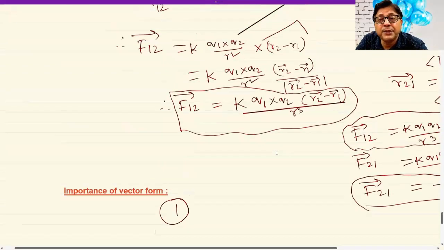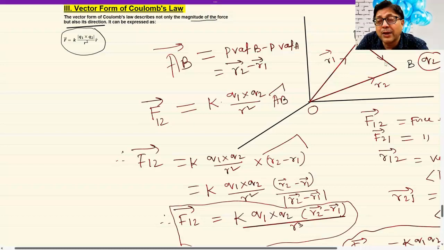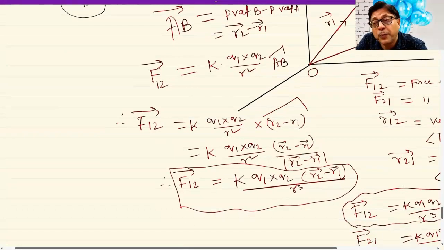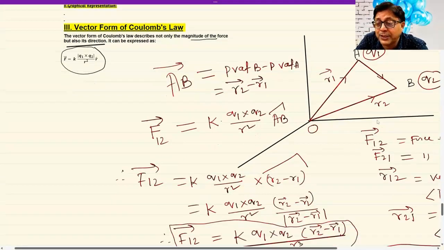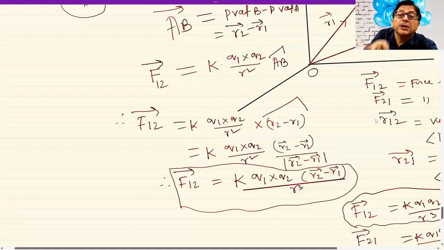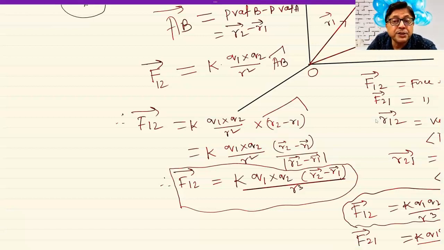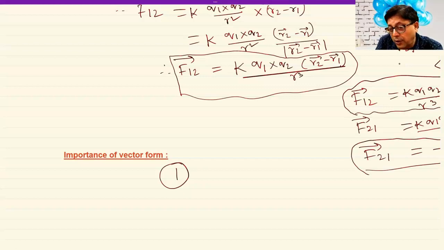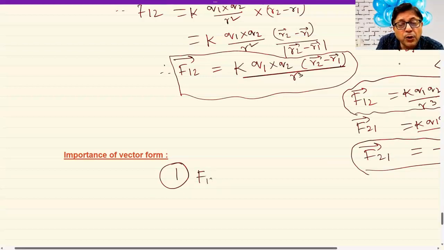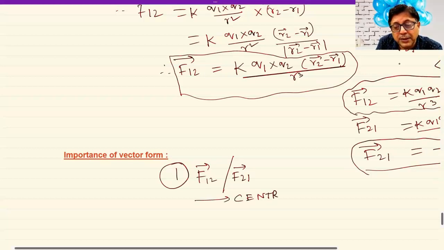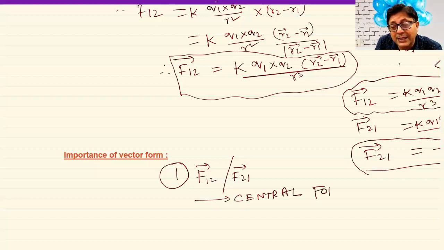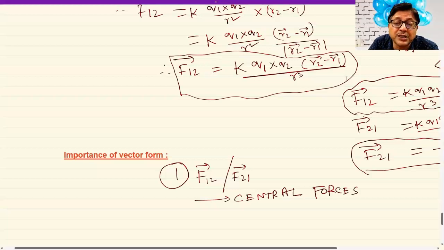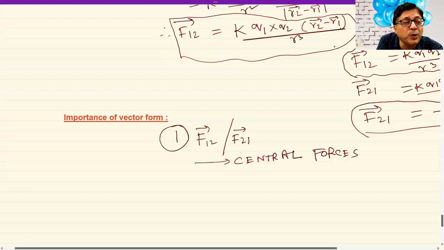See, the formula we have derived shows that the force is acting along the line segment joining these two. Vector form is possible if it acts along the line segment joining these two. Now we can say that the force of interaction F12 or F21, whatever you say, they are central forces. What do you mean? Central forces means they act along the line segment joining the two charges. So they are central forces.